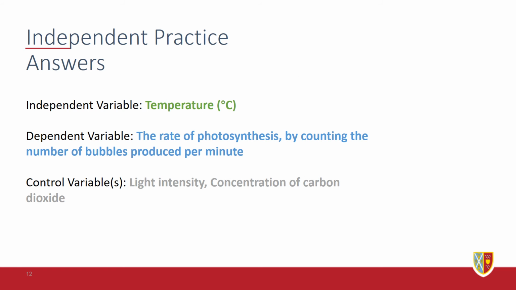Okay, so answers for that one. The independent variable would have to be temperature because that's what we've said we would change. The dependent variable is therefore going to be the rate of photosynthesis, the same as it was in the experiment that we looked at before, and we're going to count the number of bubbles produced per minute. Finally, control variables could be light intensity. We don't want to change the light intensity if we are changing the temperature, and we don't want to change concentration of carbon dioxide if we are changing the temperature. We can use sodium hydrogen carbonate to keep the concentration of carbon dioxide the same.